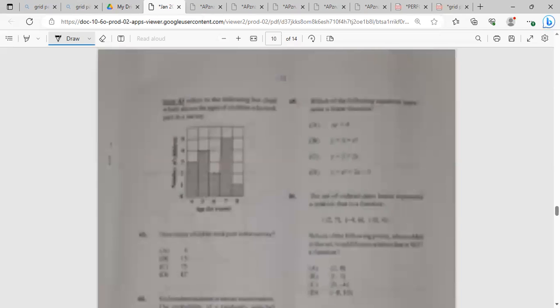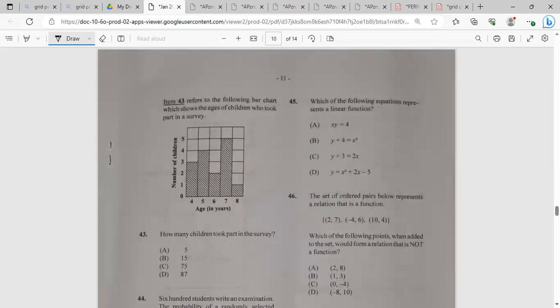All right, 43 refers to the following bar chart, which shows the ages of children who took part in a survey. So, I've done this before. So 3, 4, 2, 5, and 1. So 3 and 4, 7. And 14 and 1, 15.